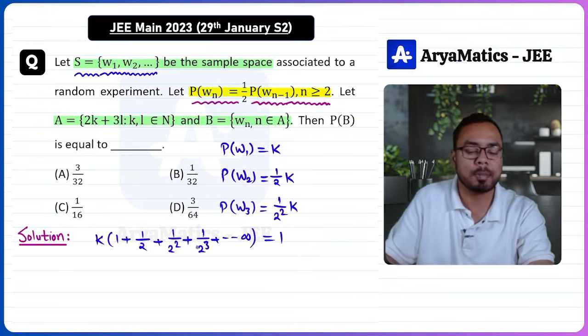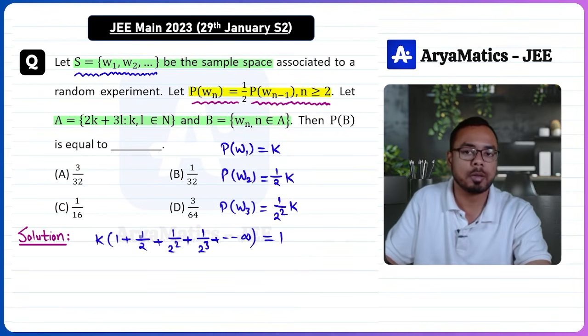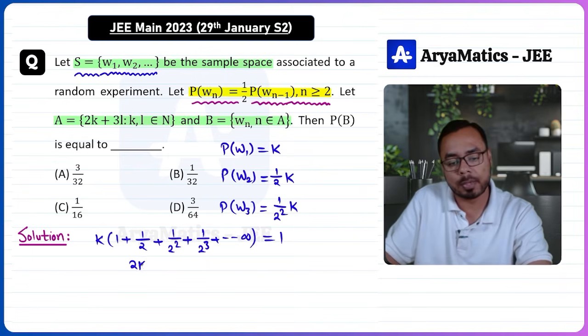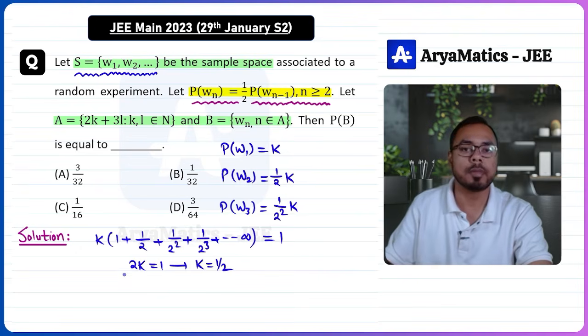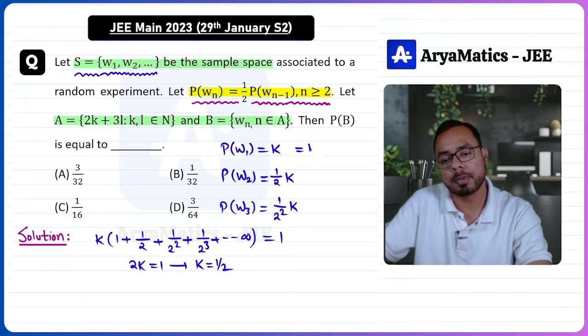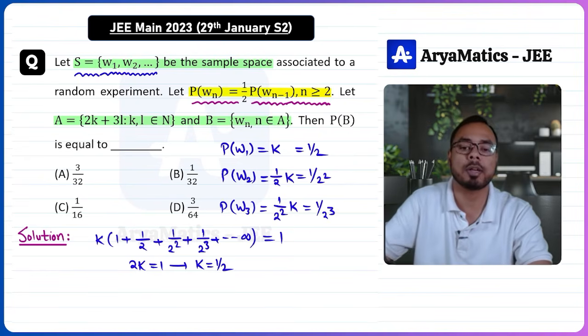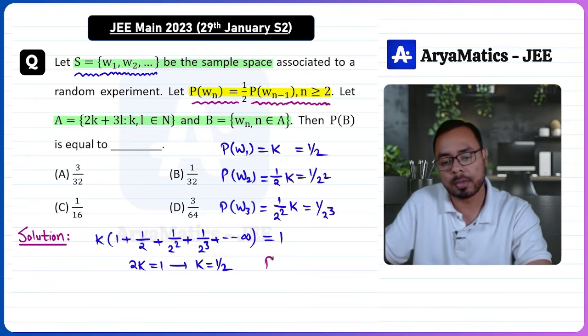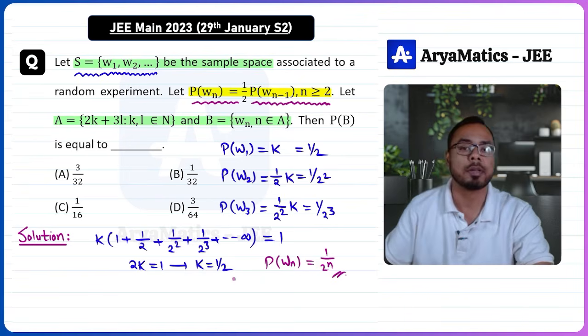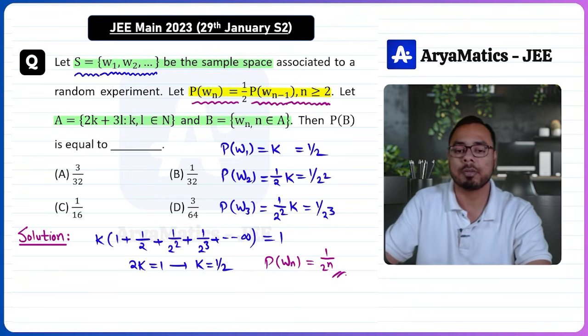And now we have an infinite GP, for which we have the standard formula a by 1 minus r. Here a is 1, the common ratio is 1 by 2, so this sum will become 1 by 1 minus 1 by 2, that will be 2, right? So from here we get 2k as 1, and that means the value of k will be 1 by 2. So probability of omega 1 will be 1 by 2, probability of omega 2 will be 1 by 2 square, probability of omega 3 will be 1 by 2 cube, and so on. In fact, you can write the general formula that probability of omega n will be 1 by 2 raised to n. So this is the first information that we got from here.